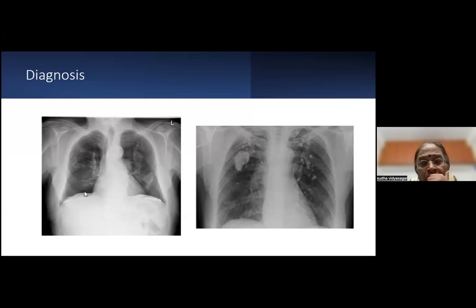Okay. So this bilateral extensive pleural calcification could be because of tuberculosis. These could be tuberculosis also because of calcified spots there. Okay, so that's different, but these are pleural, right?